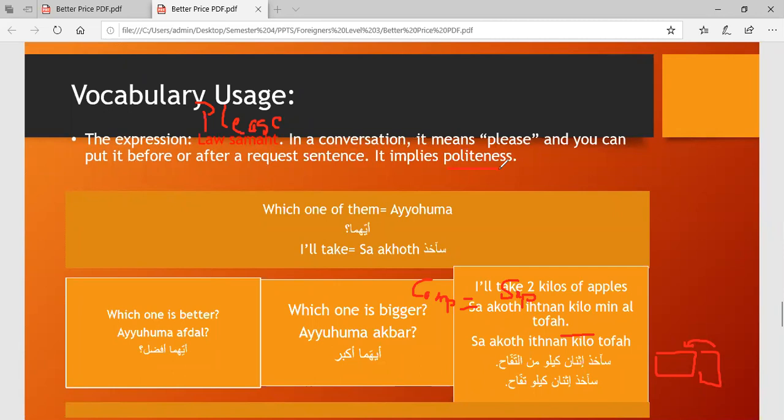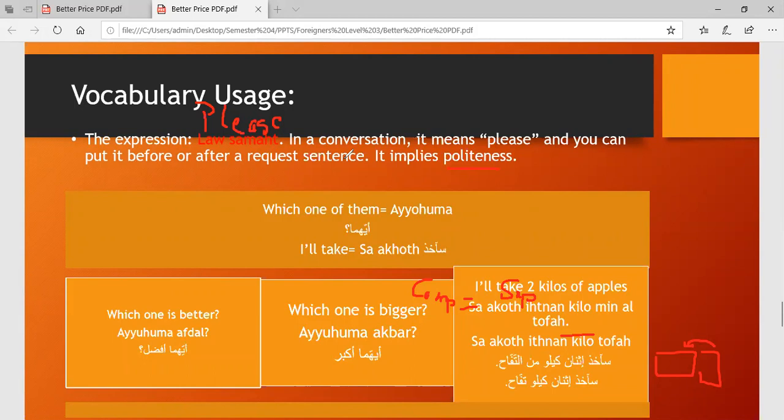Heidi, what do you mean? I want 2 kilos of apple. I want Heidi to tell me, what do you mean? I want 2 kilos of apple. She wrote أريد 2 كيلو تفاح. Yes, yes. But how should we start? No. She told me I want 2 kilos of apple. It means أريد 2 كيلو تفاح.